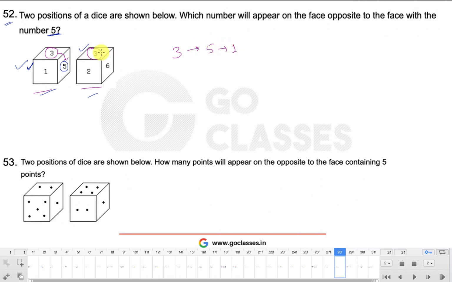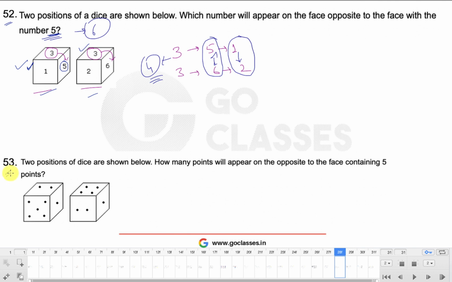You have to move in the same direction in the other dice also. So it will be 3, 6 and 2. You will get the numbers that are opposite to each other, like 5 is opposite to 6. So what is the number opposite to 5? That is 6. 1 is opposite to 2 and 3 is opposite to 4 because 4 is the only remaining number.